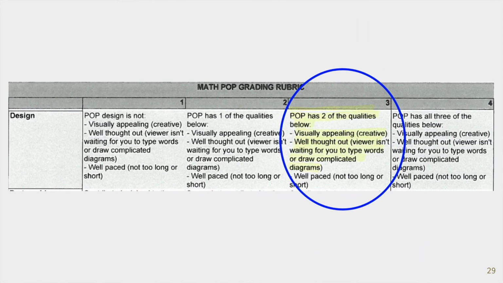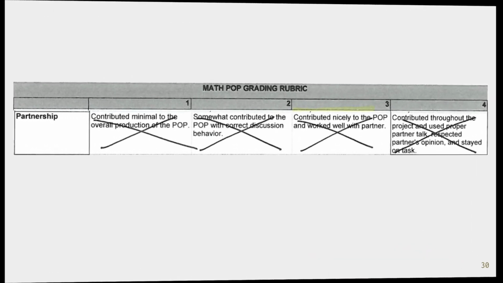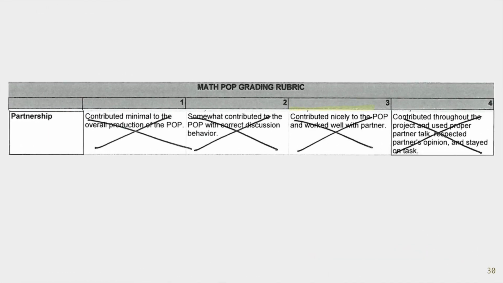For the design, I felt like the student rushed a bit through her second example problem and didn't fully explain it, making her video seem a bit short. That's why I gave a grade of 3 for that section. Finally, since the student worked on this pop by herself, there was no grade for partnership.